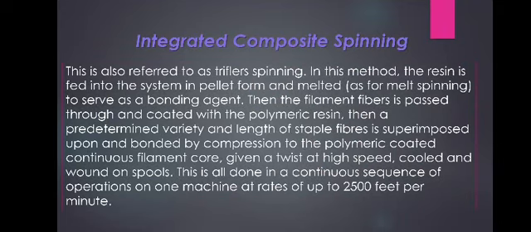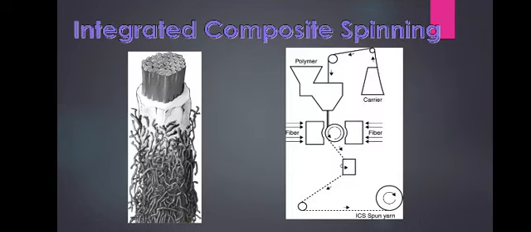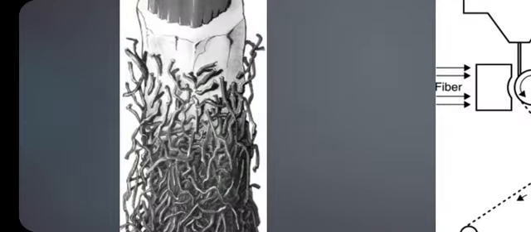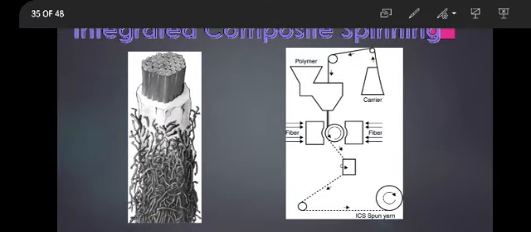Then a predetermined variety and length of staple fibers is superimposed upon and bonded by compression to the polymer-coated continuous filament fiber. Then this is covered with staple fiber to form the particular structure. You can see it here. Here it is passed through the polymer to form the yarn. This is passed through staple fibers. These are the staple fibers adhering to the resin. This group of fibers is coated with the resin, and before it dries up, staple fibers are compressed on them to form the integrated composite yarn.